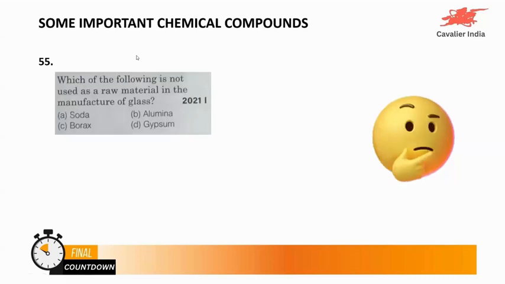Then which one of the following is not used as a raw material in the manufacturing of glass? A is soda, B is alumina, C is borax, and D is gypsum. Just give a try. Yes, gypsum is the right answer, because soda, alumina and borax are used as raw materials in the manufacturing of various glass.